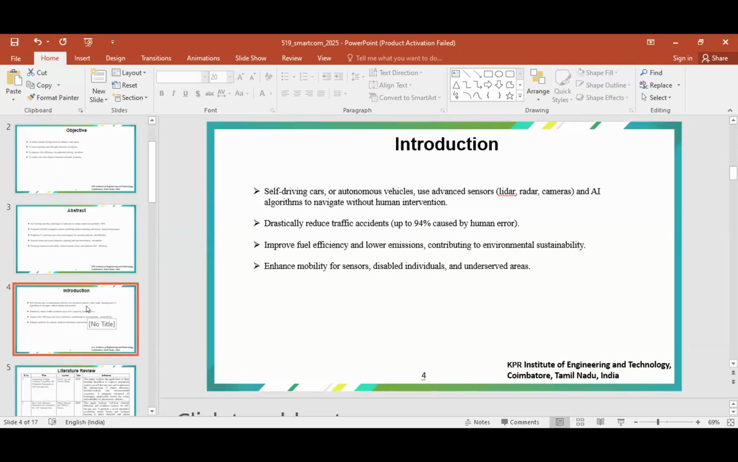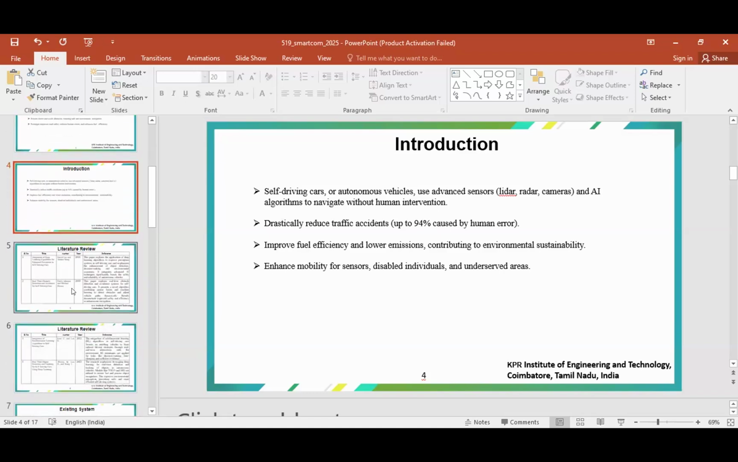And here is the introduction. Self-driving cars or autonomous vehicles use advanced sensors like radar, cameras, and AI algorithms to navigate without human intervention. They drastically reduce traffic accidents, up to 94% of which are caused by human error, improve fuel efficiency and lower emissions, contributing to environmental sustainability, and enhance mobility for seniors, disabled individuals, and underserved areas.